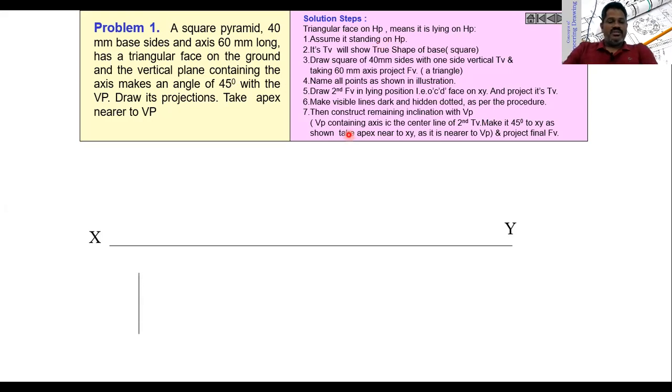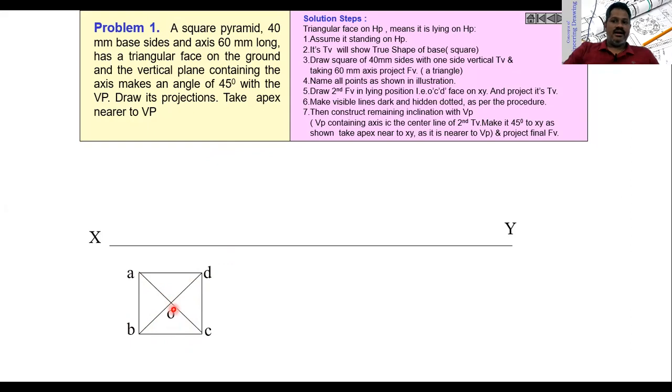Now assume that this square pyramid is lying on HP, so that the top view is a square. It is a true shape that you can see here. With side 40 mm, construct a square and join these diagonals to get the apex here. Then name all those points as A, B, C, D. Name these edges as A, B, C, D. So this is exactly the true shape.